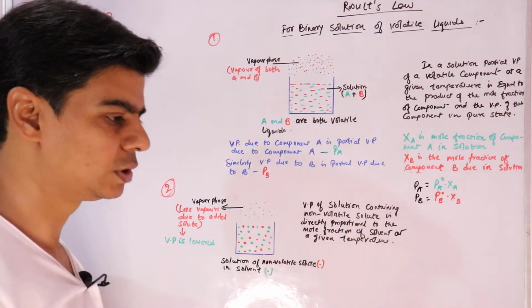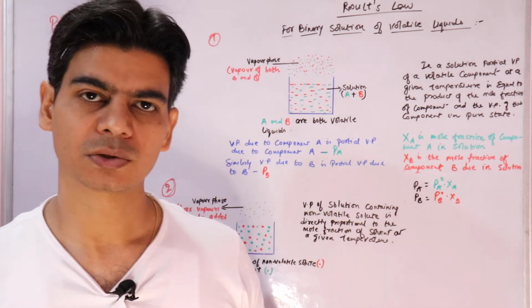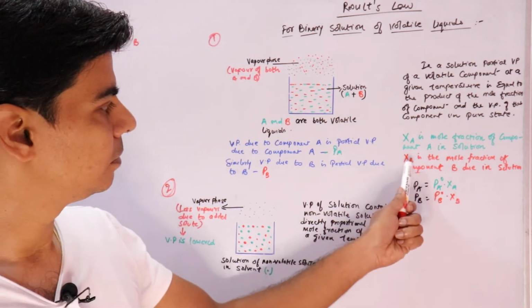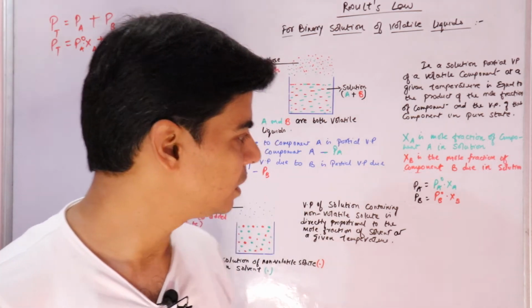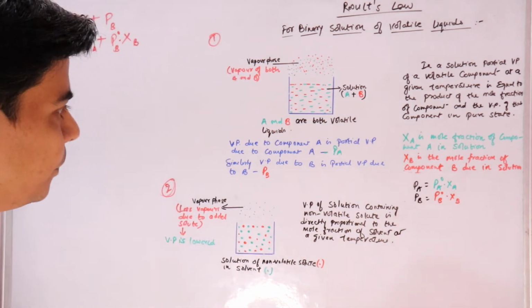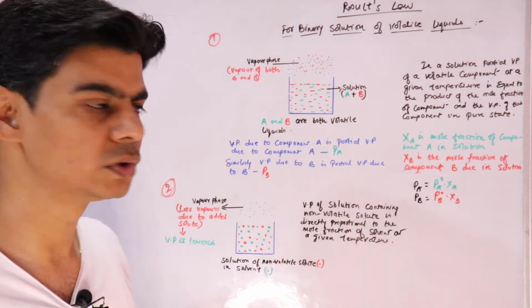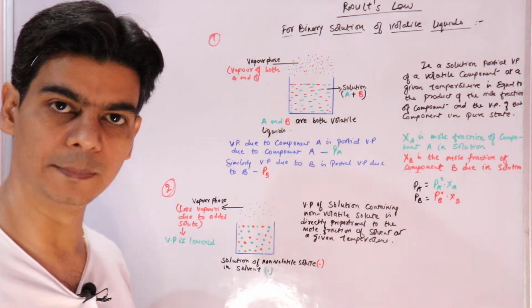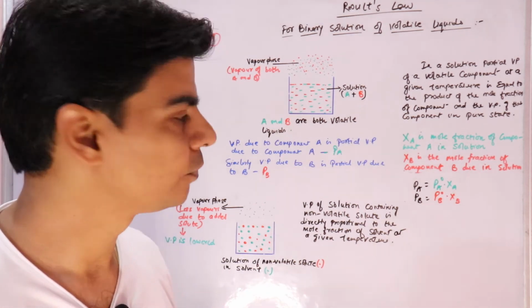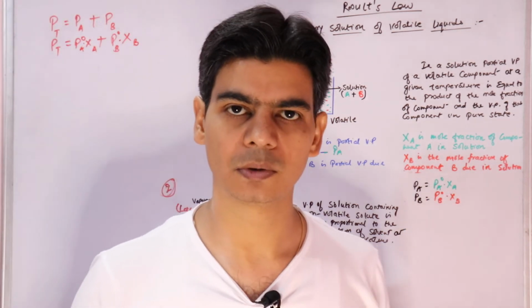Since this liquid solution consists of A and B, XA is the mole fraction of A, that is the number of moles of liquid A, and XB is the mole fraction of component B, that is the number of moles of liquid component B. So the vapors above this liquid solution consist of component A as well as component B, right. So the number of liquid molecules that are passing into gaseous state depends on the mole fraction of the individual components.